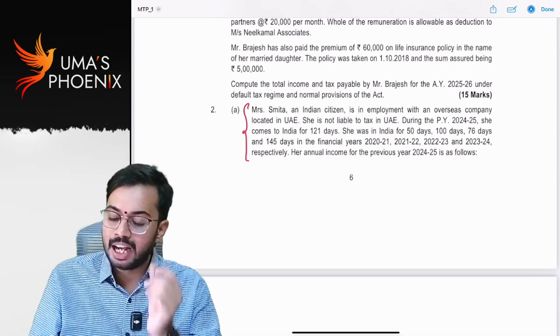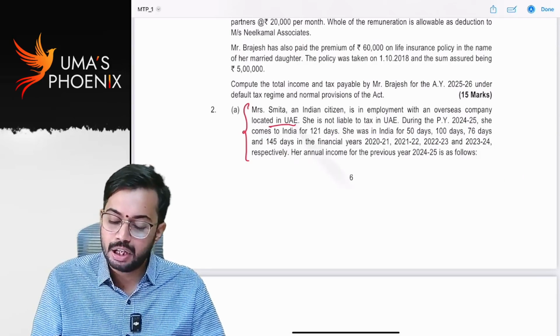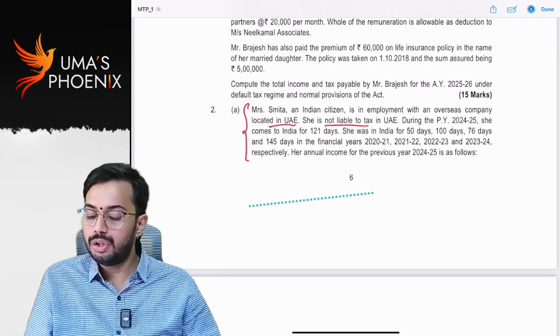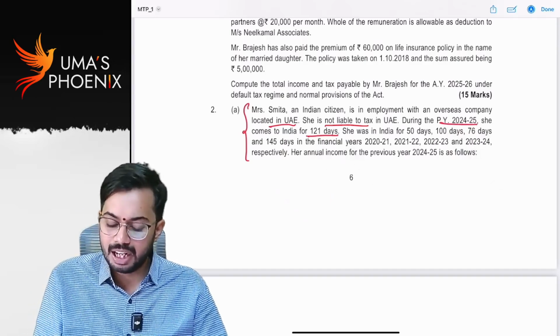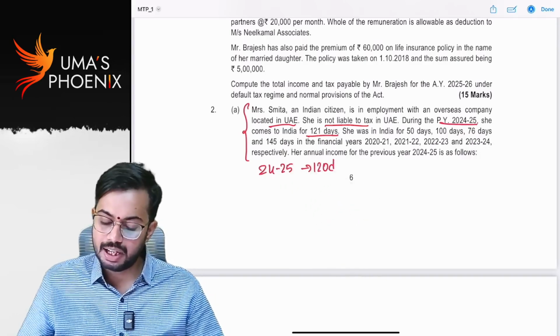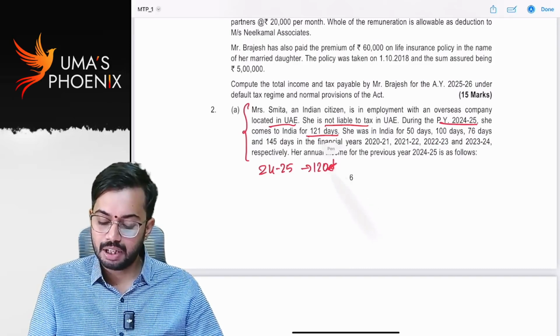Mrs. Smita, an Indian citizen in employment with overseas company located in UAE. She is not liable to tax in UAE. During 24-25, she comes to India for 121 days. So 24-25, she stayed in India for 121 days.